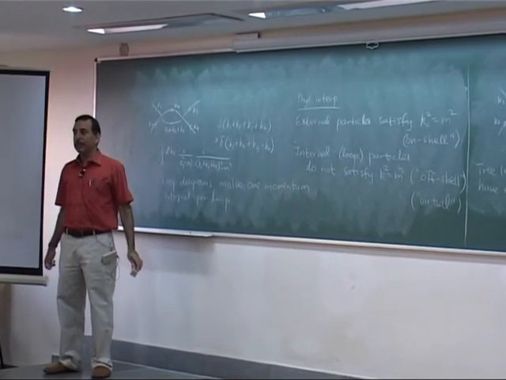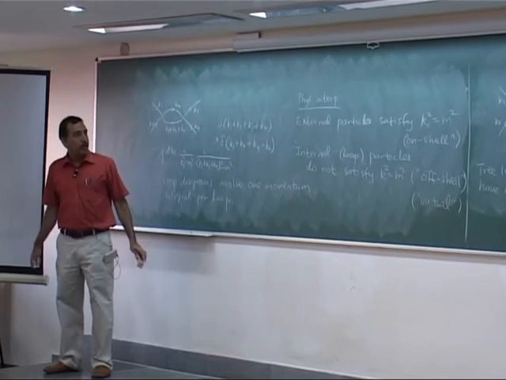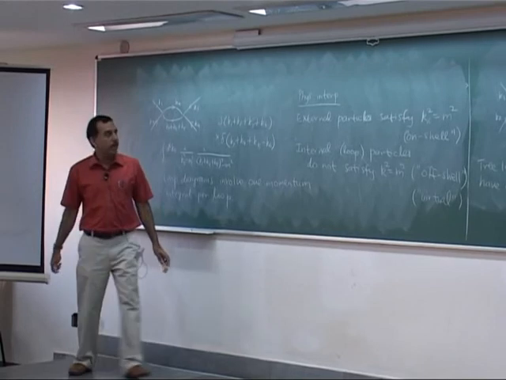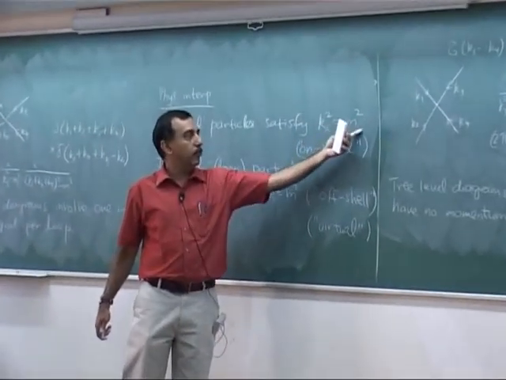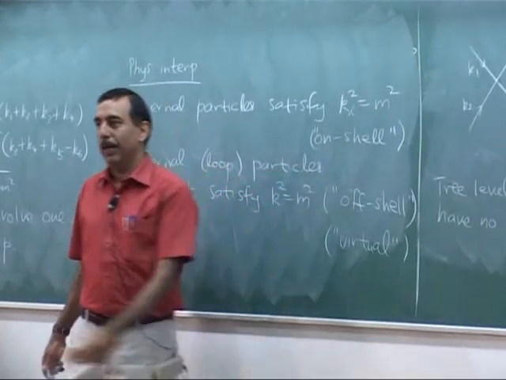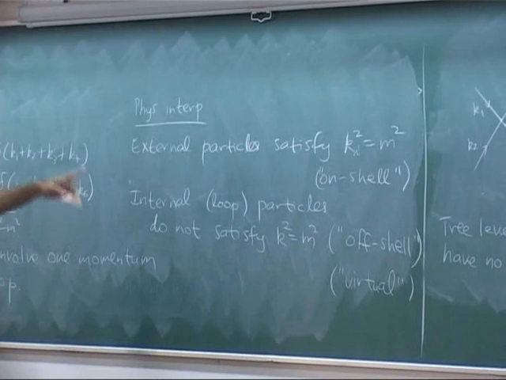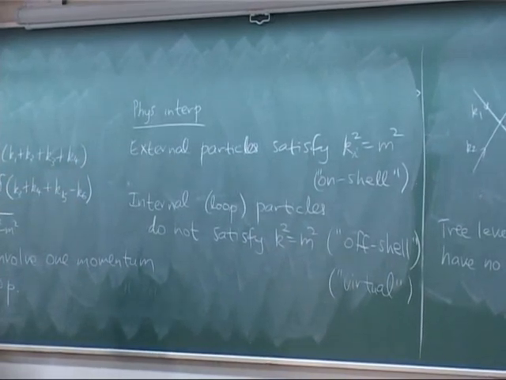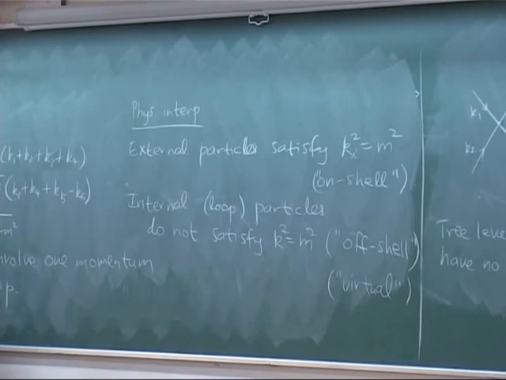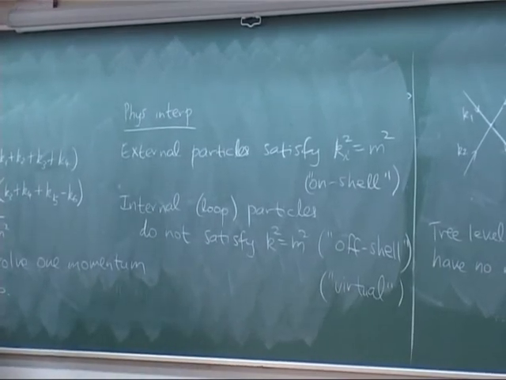Yes, there's a question. You mean mass shell? Yes. So off shell and on shell refers to the mass shell. The mass shell is the space, the curve if you like, in momentum space described by k squared equals m squared. So external particles must be on shell because any physically measurable particle is so. But these are not physically measurable particles. These are quantum mechanical effects.